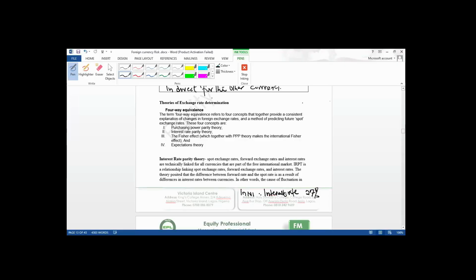According to this theory, the interest rate parity theory, a country with higher interest rates, we have its currency value depreciating faster compared to a country with lower interest rates.